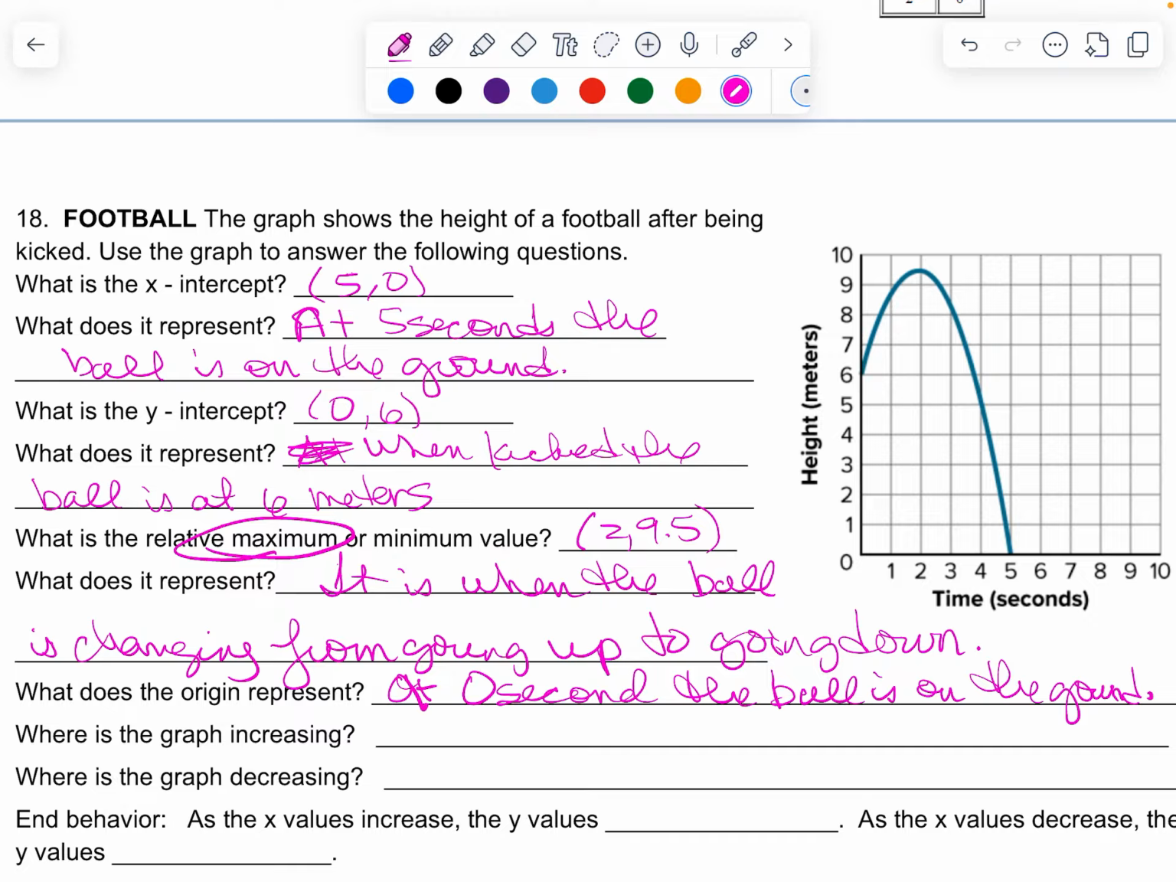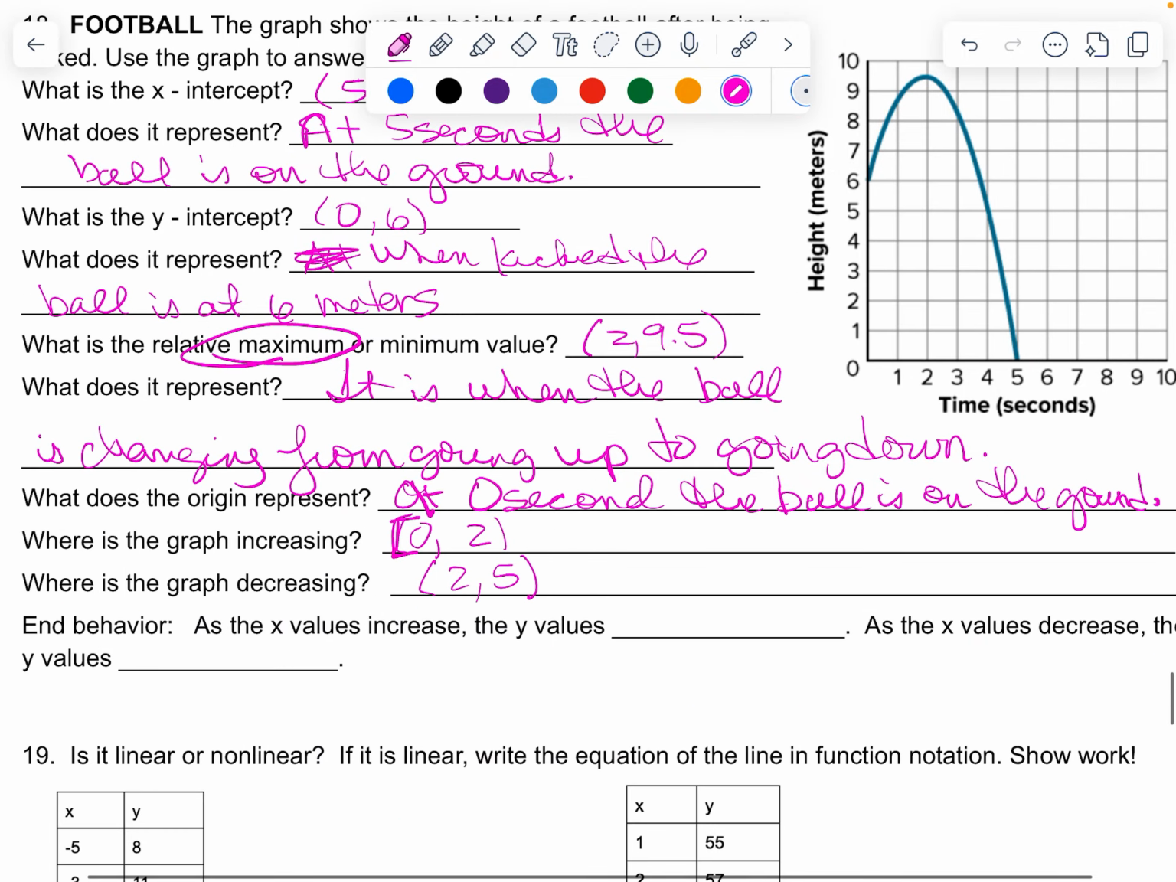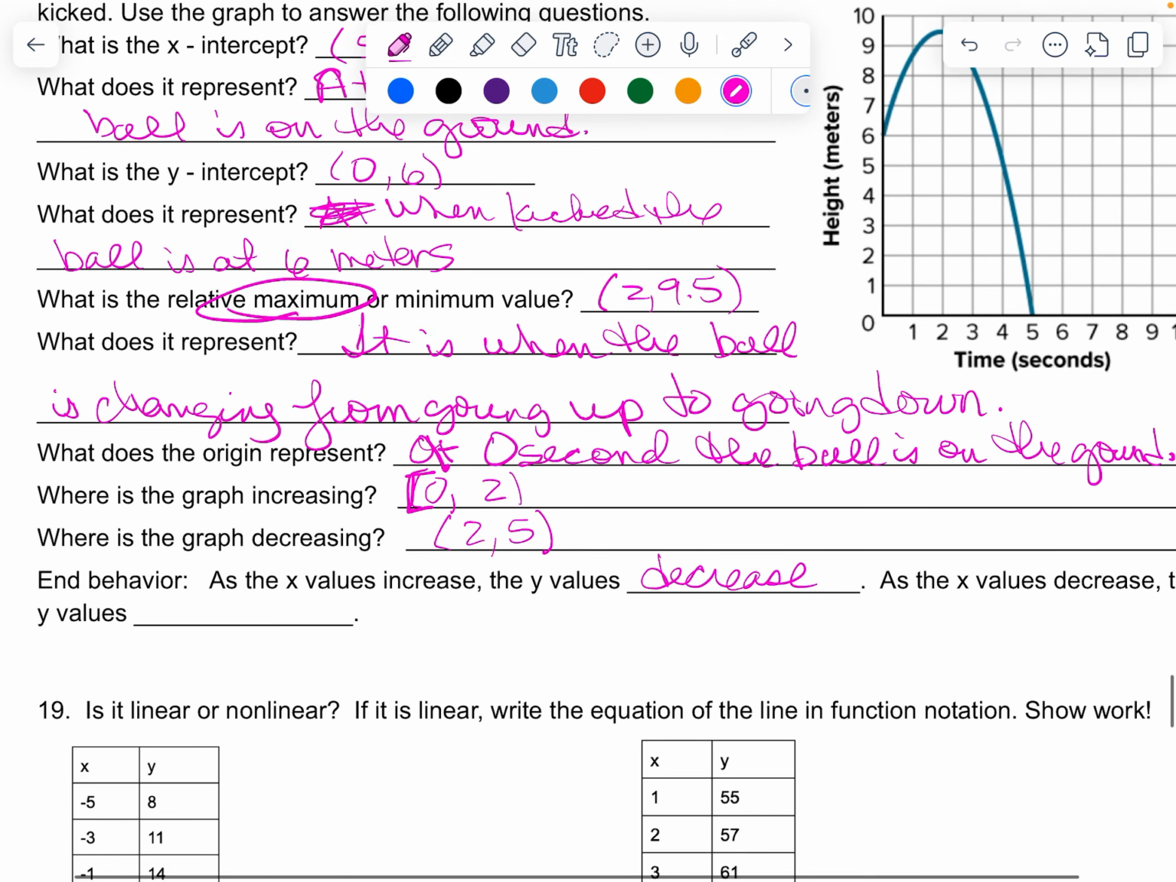Where is it increasing? From 0 to 2, it is increasing, and from 2 to 5, it is decreasing. As the x values increase, the y values decrease. As the x values decrease, the y values decrease.